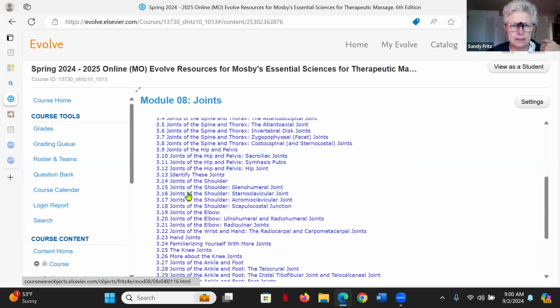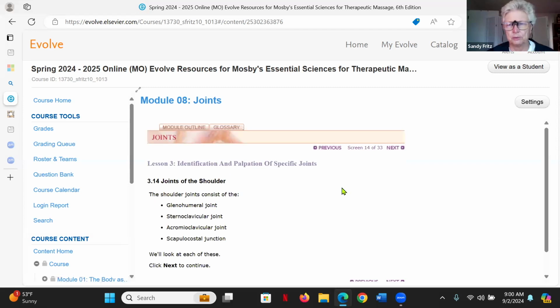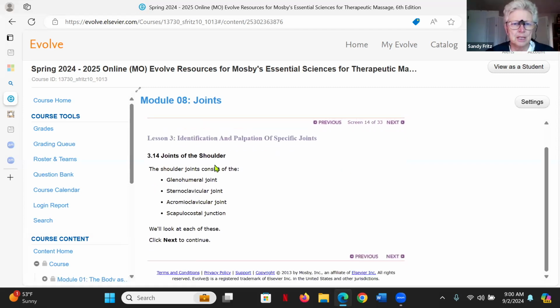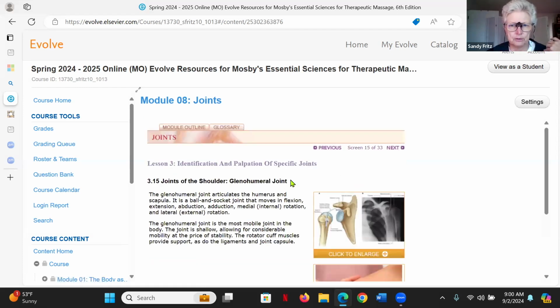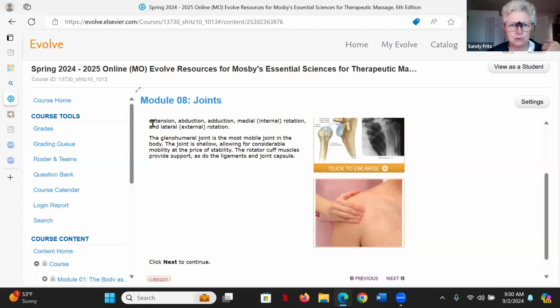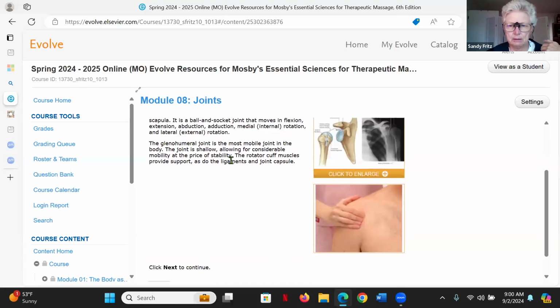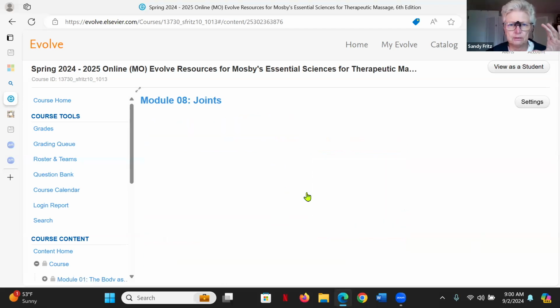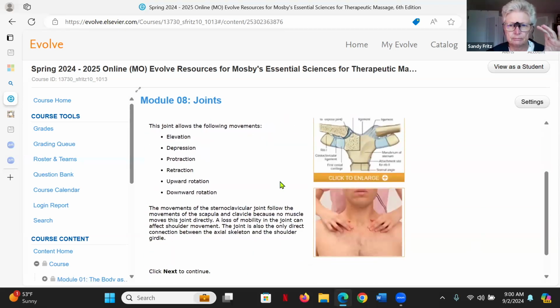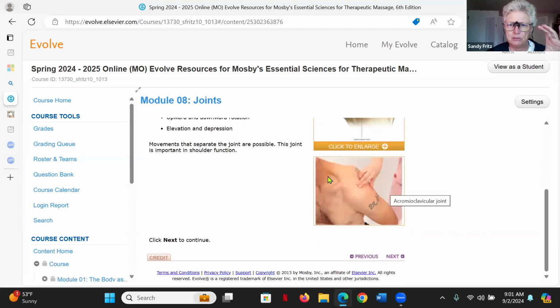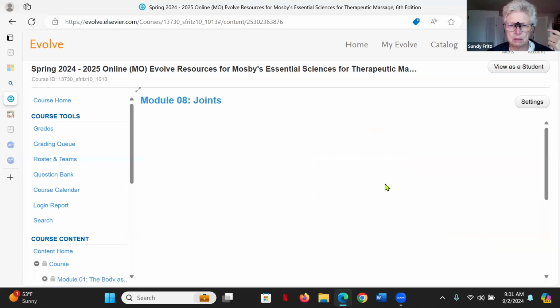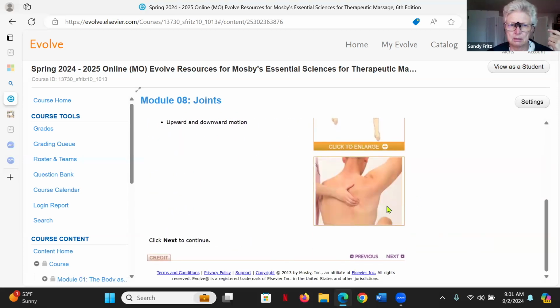Let's see if I can show you an example here. Joints of the shoulder. So here they are. It's a different stimulus for you to learn from. Different pictures. Shows you some pictures related to palpation here. It's chunked a little bit differently, so that's really helpful. Shows you where it's at. Again, see the palpation point here. There's the scapular junction.